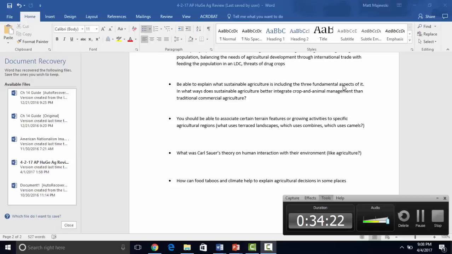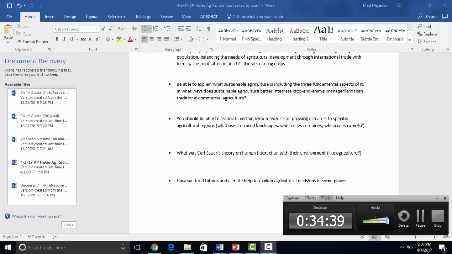Which type of agriculture uses camels the most? Well, that would be pastoral nomadism in dry, arid areas. So again, if I ask you a question like that, you need to know and be able to associate that specific characteristic with that particular type of agriculture.